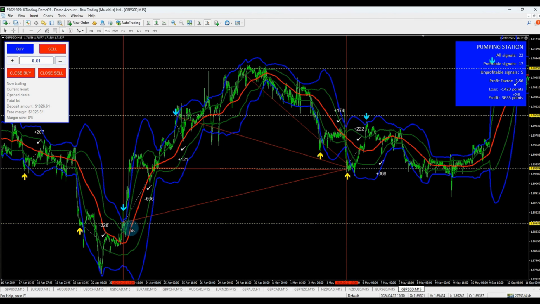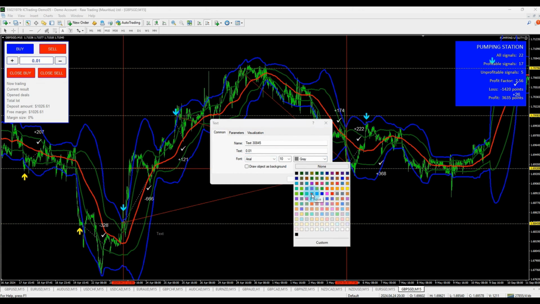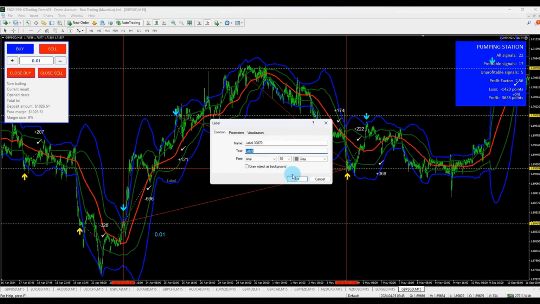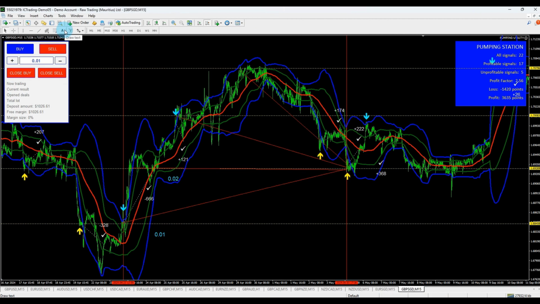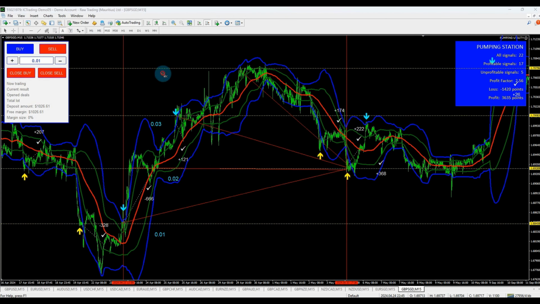Thus, in essence, if we do 0.01 here, I will show you the lot size in a way that will make it much clearer for you. Let's carefully apply these lot values. Here, 0.02. Then 0.03, and here 0.04.